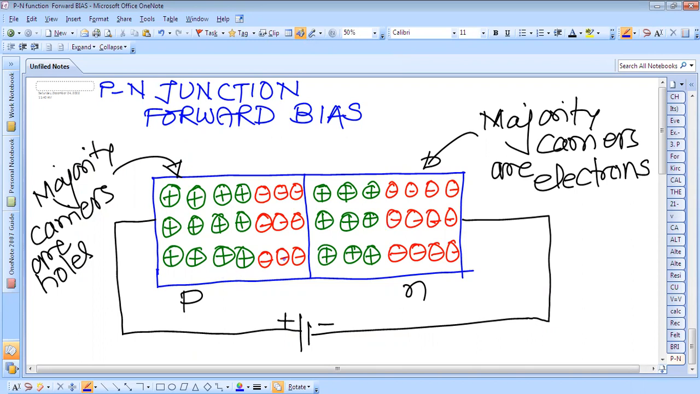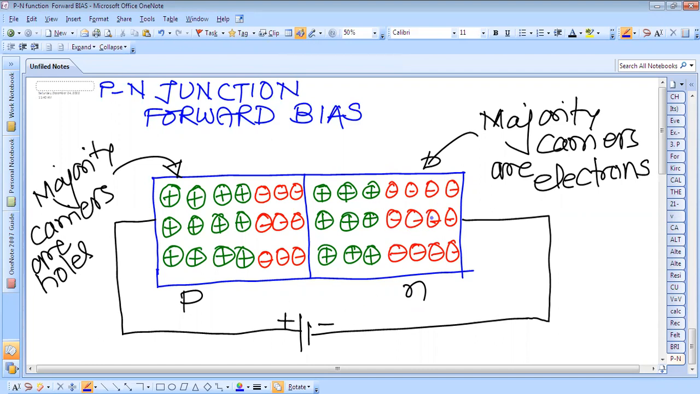So this is the P-type material, this is N-type material, and when we make such a connection, it will form the junction between the P and N-type, and its ends are connected to the battery. P is connected to the positive terminal, N is connected to the negative terminal.